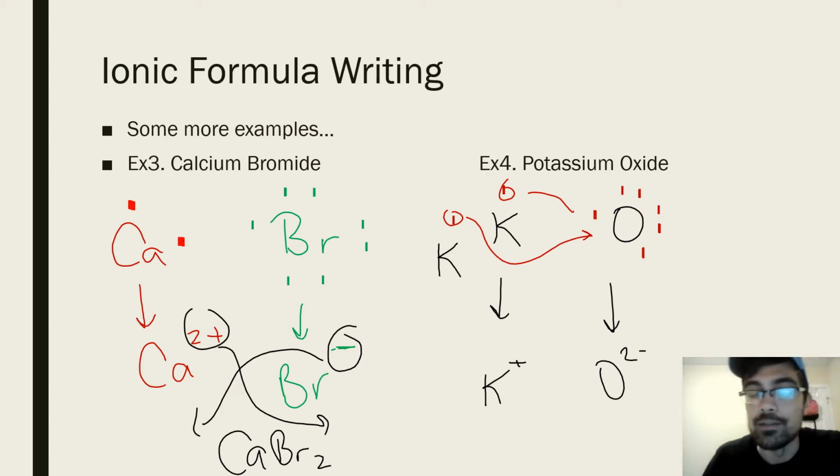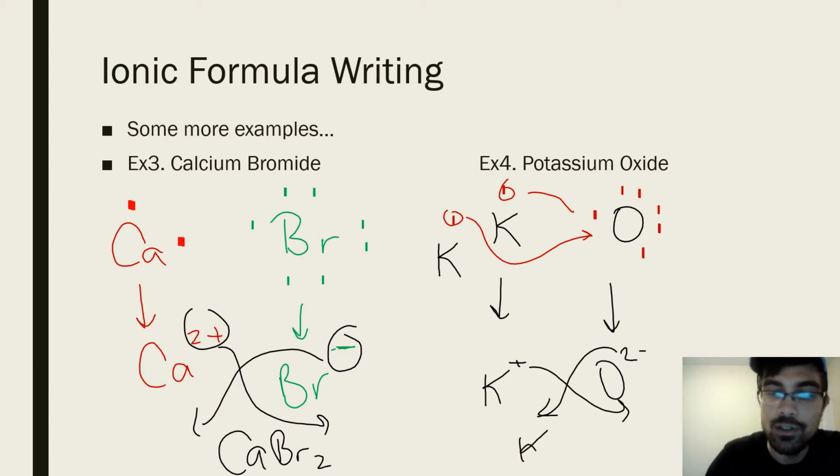Okay, and so what that ends up meaning formula-wise, we're essentially just doing this little switch. You have K2O, because you need 2 potassiums for every 1 oxygen so that they have the required number of electrons each. Okay?